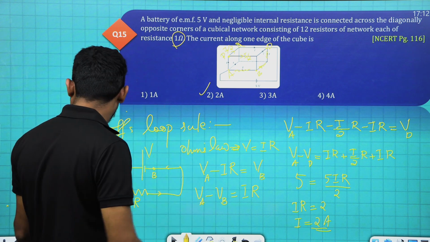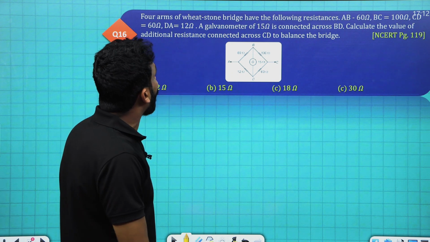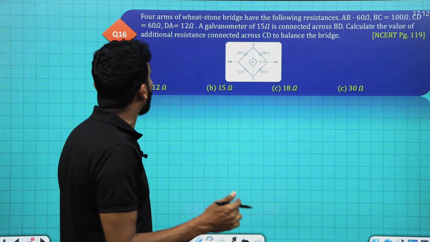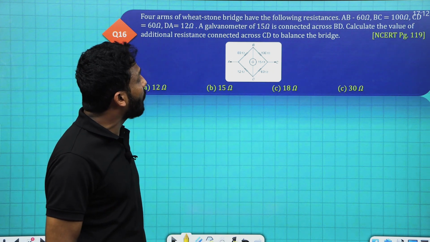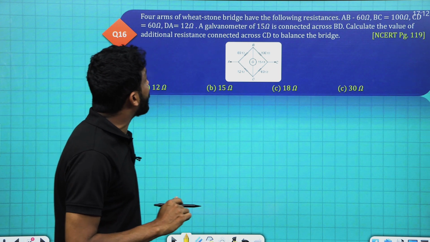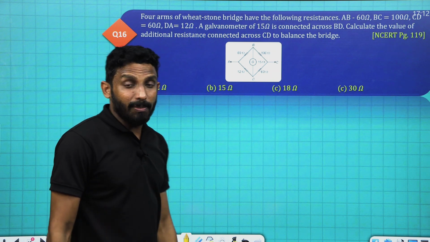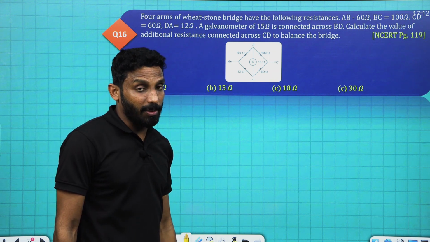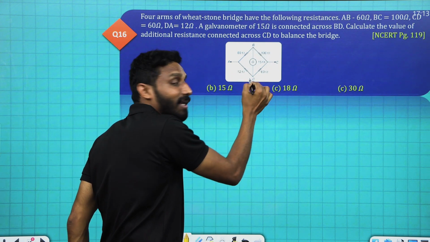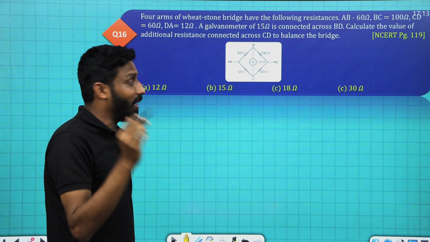The next question is the 16th one. 4 arms of Wheatstone bridge have the following resistances: AB is 60, BC is 100, CD is 60, DA is 12. A galvanometer of 15 ohm is connected across BD. Calculate the value of additional resistance connected across CD to balance the bridge. What is the meaning of balancing the bridge? Balancing the bridge means there won't be any current across the arm BD and the galvanometer shows 0 deflection. That is the condition of balancing.